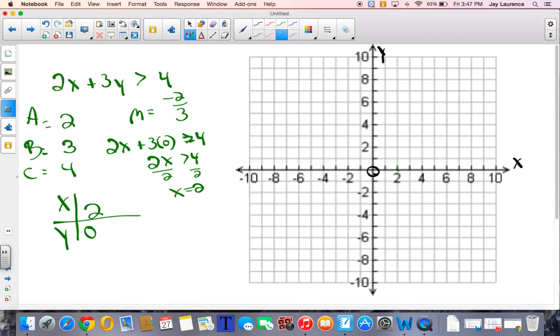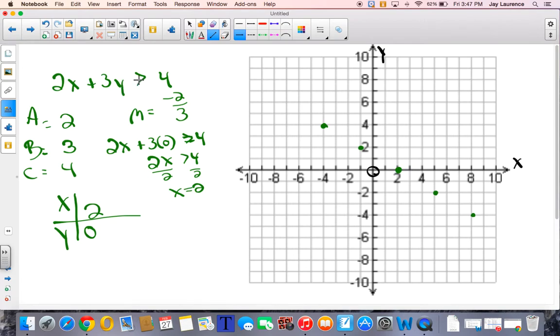So I'm going to go here at (2, 0), right? And my slope is negative 2/3. Down 2, run 3. I could rise 2 and run negative 3. That would get me the same line. Rise 2, run 1, 2, 3. Okay. So this is not going to be a solid line.